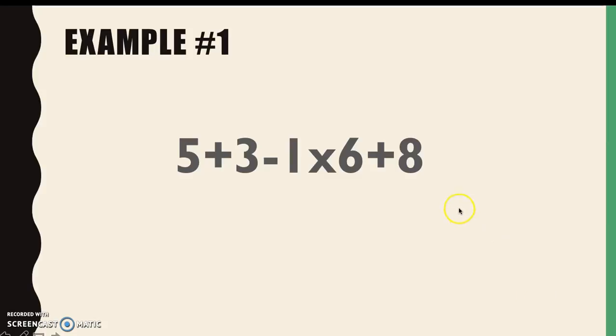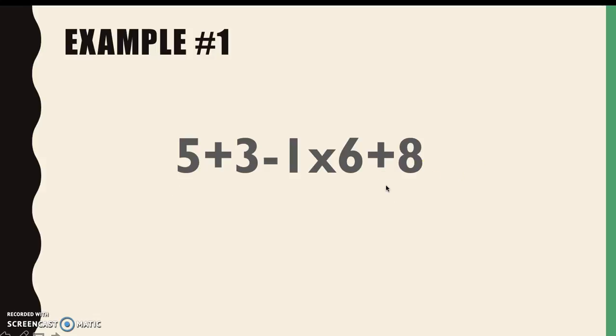Now, I would like to go into a first example just so you can have a hands-on understanding as to what I mean about order of operations. So as you can see, we have multiple operations here. We have addition, subtraction, multiplication, and then addition again. You may not solve this problem from going left to right. You have to use PEMDAS.